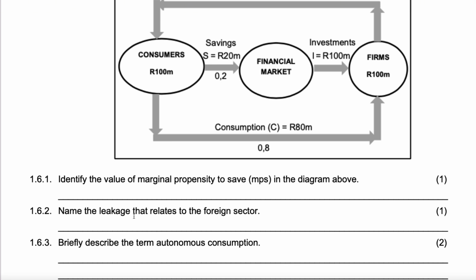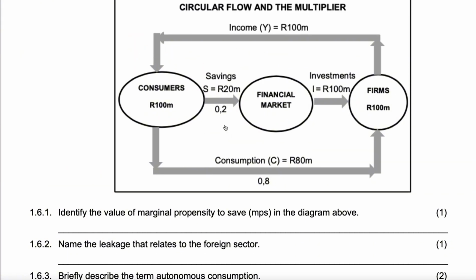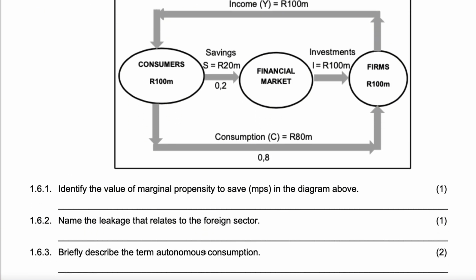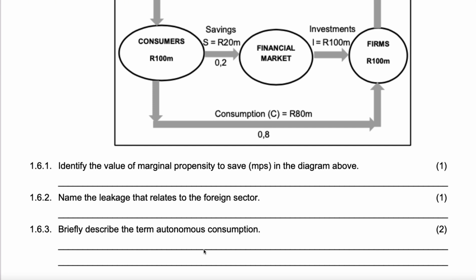Name the leakage that relates to the foreign sector. Okay, so first let's think about our leakages. It might not be in the extract, but think about your leakages. Our leakages are S, T, and M. None of that says foreign sector except for M. So M, that's your imports. So the answer there will be imports. The other foreign sector related leakage or injection is exports, and exports are obviously an injection. So the answer is simple: imports, M.